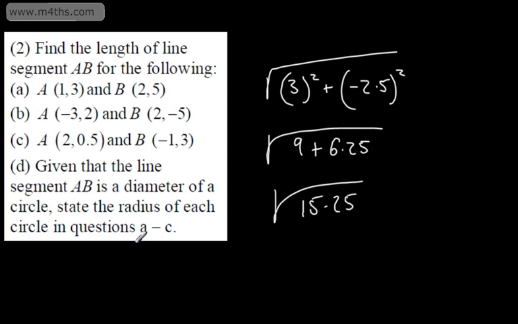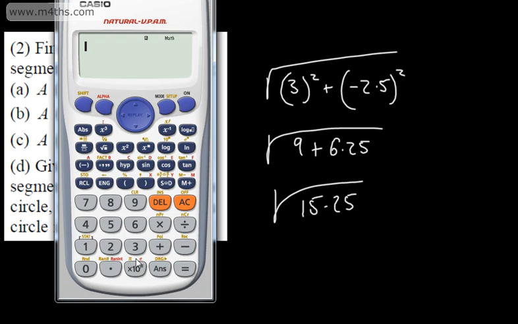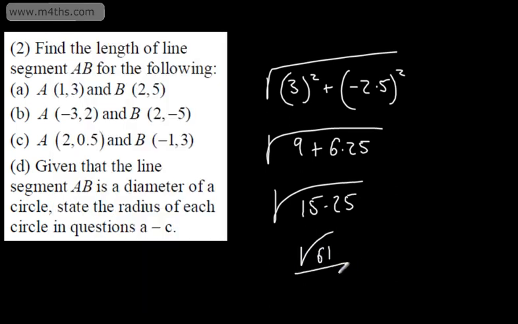We can go ahead and look at that. Let's do that. 15.25, see what that gives us. So square root of 15.25, and that gives us root 61 over 2. So root 61 over 2 in exact form.